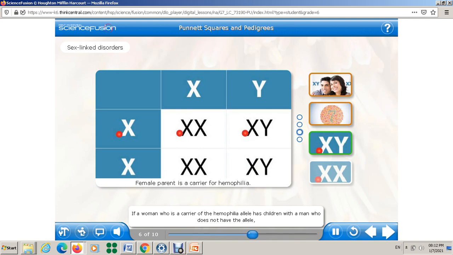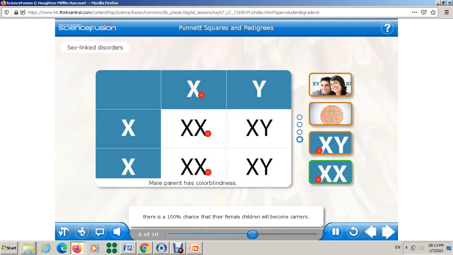If a woman who is a carrier of the hemophilia allele has children with a man who does not have the allele, there is a 50% chance that their male children will have hemophilia. There is also a 50% chance that their female children will become carriers for hemophilia. If a man with colorblindness has children with a woman who is not a carrier of the colorblindness allele, there is a 100% chance that their female children will become carriers. There is a 0% chance that their male children will be colorblind.